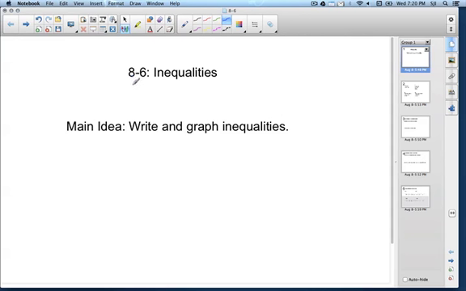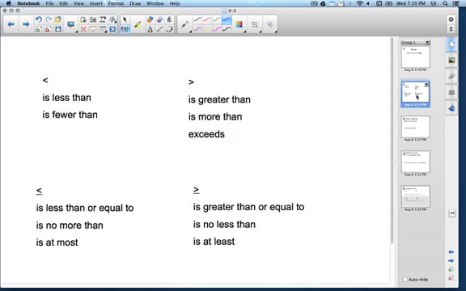Lesson 8-6, Inequalities. The main idea of this lesson is to be able to write and graph inequalities. Before we can start writing and graphing inequalities, we need to actually review what an inequality is.